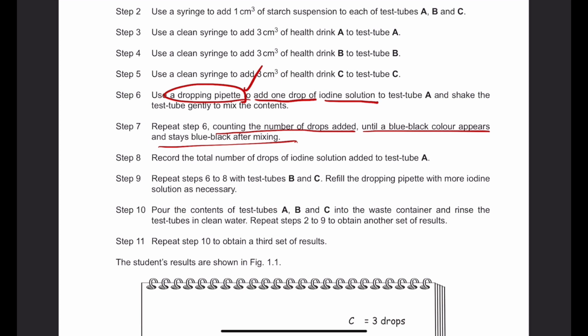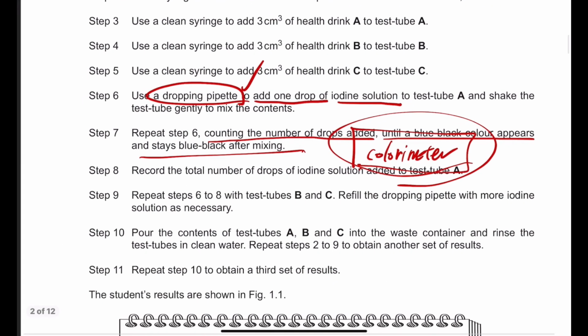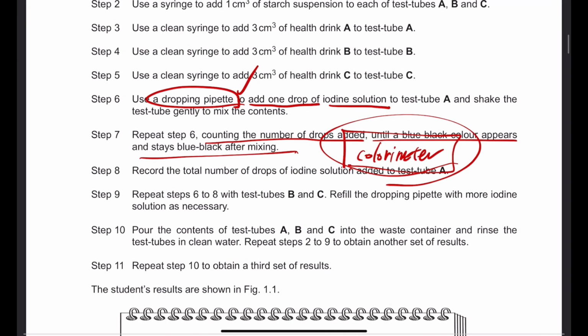So for this one, the best way to see the color change is to use a colorimeter. This is a machine, and it's like MasterCard. You can just use it anywhere, in any paper. When you're faced with a question that asks about color changes, like how you detect the color change, always just go for this one. Just go with the colorimeter. That's the best answer. Simple answer.